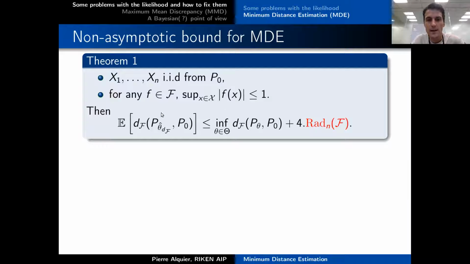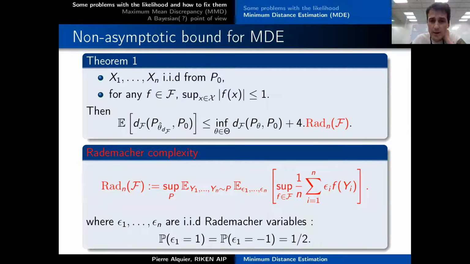Then actually, the expectation of the distance between P theta hat and P naught is bounded by the smallest possible one, the infimum, the distance of P naught to the model, plus simply a constant times the Rademacher complexity of the family F. Okay, so in some sense, if you use an integral probability metric with a family F that has a Rademacher complexity that goes to 0, then you will have a consistent estimation with MDE.